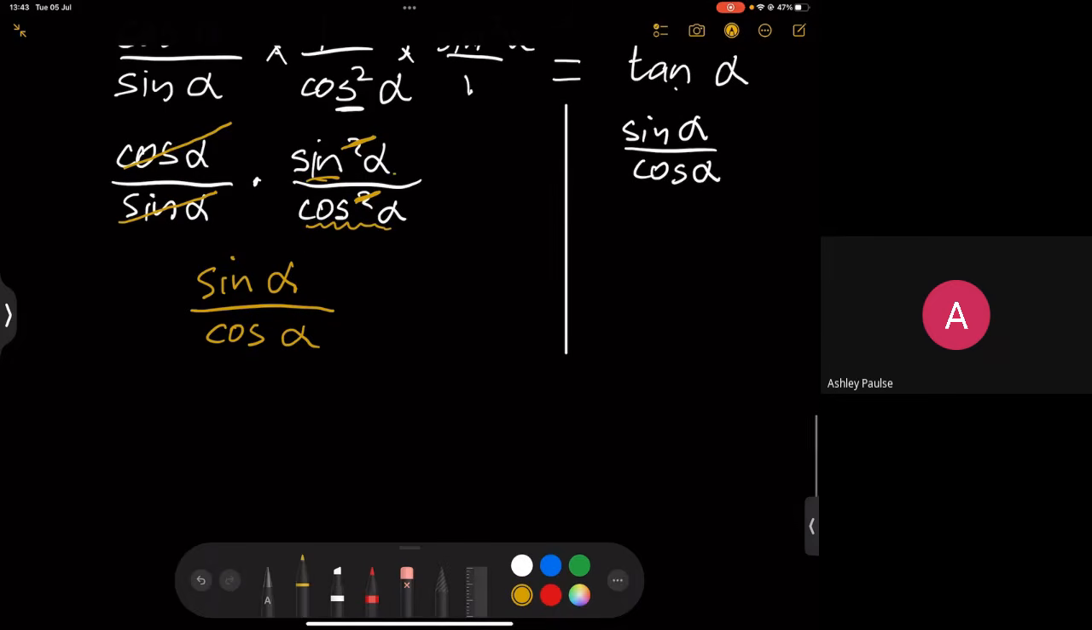What do you notice, Ashley? Left hand side is equal to right hand side. Beautiful stuff, my dear. Right, left hand side is definitely equal to right hand side. Okay, happy days.